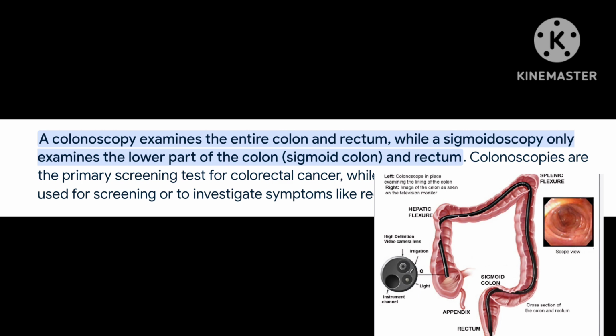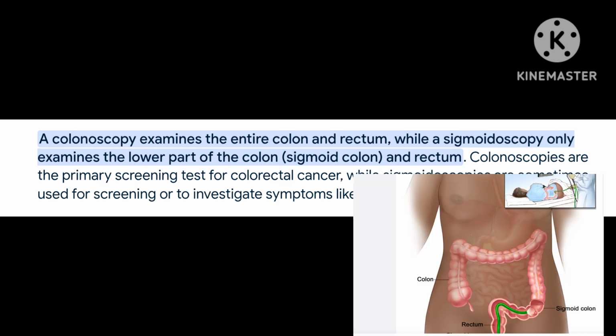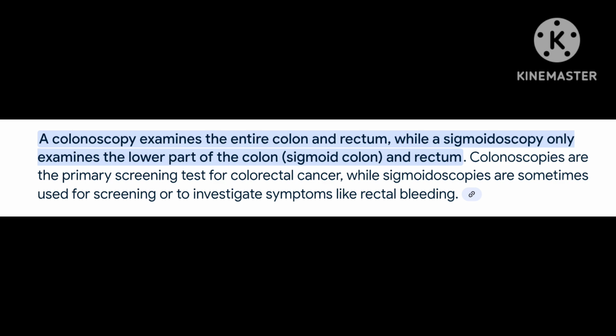Apart from that, we have sigmoidoscopy, which is helpful in checking only the sigmoid colon and the rectum. And also some portion of the descending colon will be examined in the sigmoidoscopy. And there is another procedure which is called proctosigmoidoscopy, in which mainly they will be checking only the rectum and sigmoid colon. So these are the endoscopic procedures that are done for the large intestine.